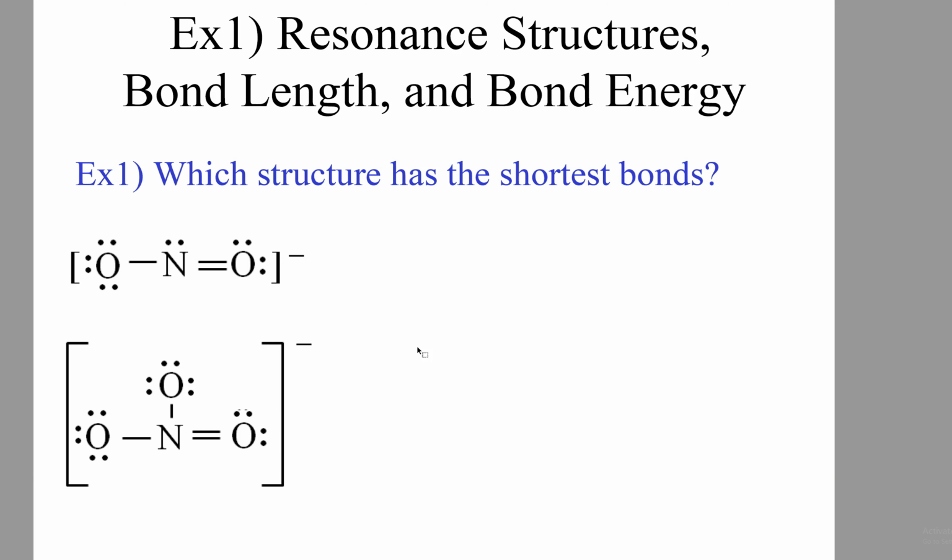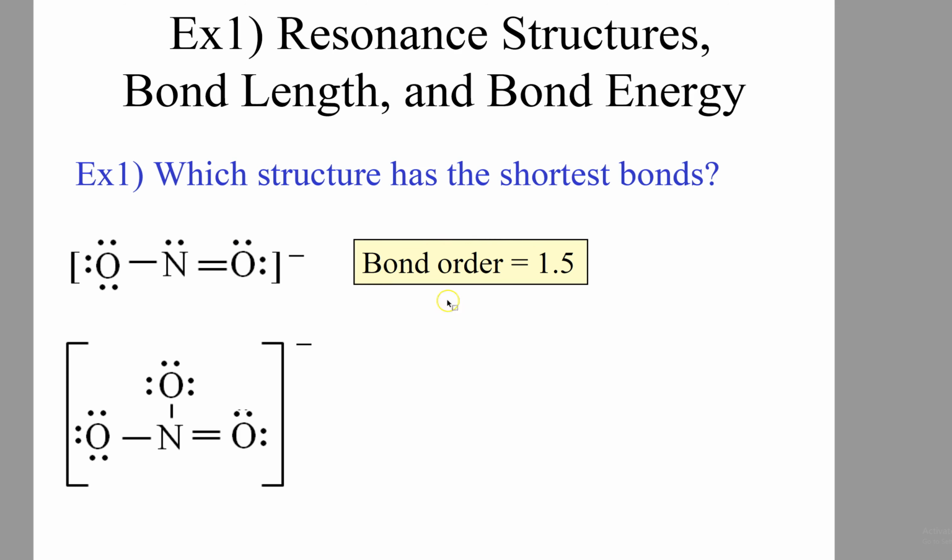Now, the question here is which structure has the shortest bonds? Let's take a look at NO2 and NO3, which you know as nitrite and nitrate. If you take a look at the actual structure itself, it has an excess negative charge, and if you count the electrons, it should end up being that way.